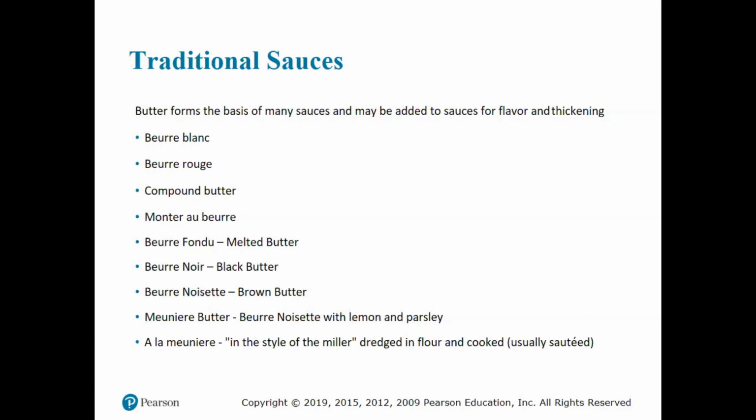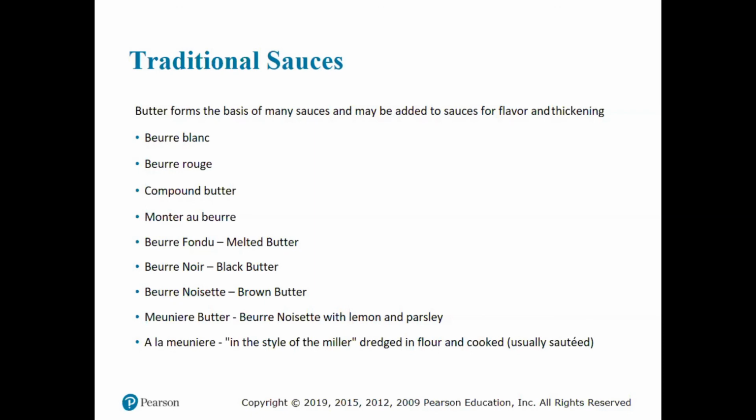Very, very simple. You saute up some fish and then you put some whole butter in, you brown it, and then you put that brown butter on top of the fish, or the beurre noisette, and you've got this really classic, very simple fish dish. So beurre noir is black butter, beurre noisette is brown butter.